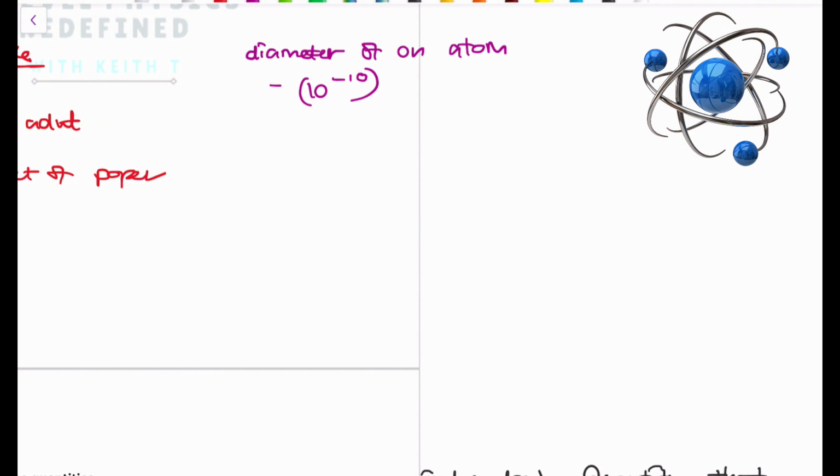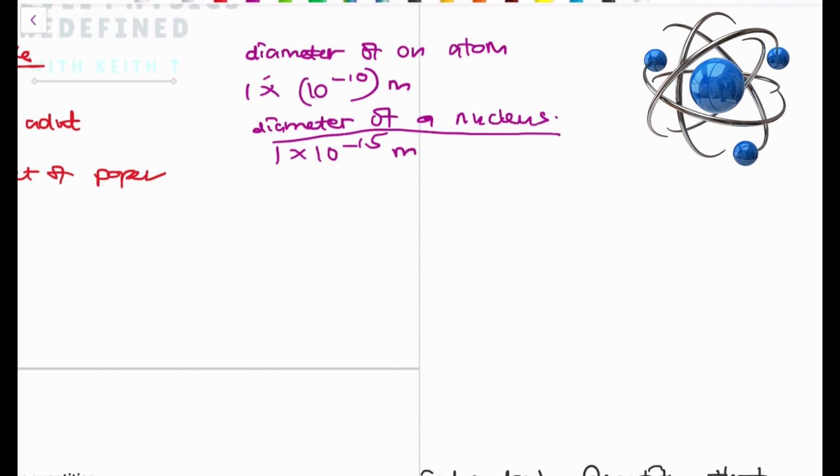It can be 1 times 10 to the power of negative 10, but that's basically the magnitude that you'd be expected to know, and associated with the diameter of an atom. If you zoom in, we get to the nucleus. They might ask you, what is the diameter of a nucleus? It's going to be way smaller, somewhere around, I don't know, something like 1 times 10 to the power of negative 15 meters, right? So it's going to be way, way smaller than the diameter of an atom. Those are some of the comparative things that you'll be talking about.